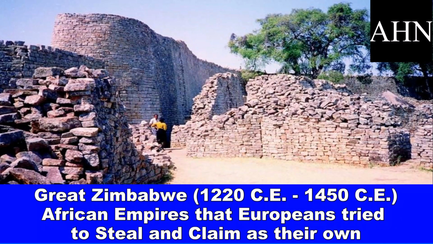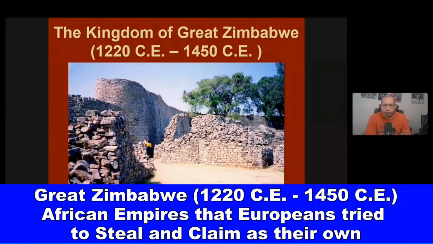Now, another African empire that Europeans try to claim as their own is Great Zimbabwe. Okay, Great Zimbabwe, which existed from 1220 Common Era to 1450 Common Era, or AD. AD meaning Anno Domini, in the year of our Lord.